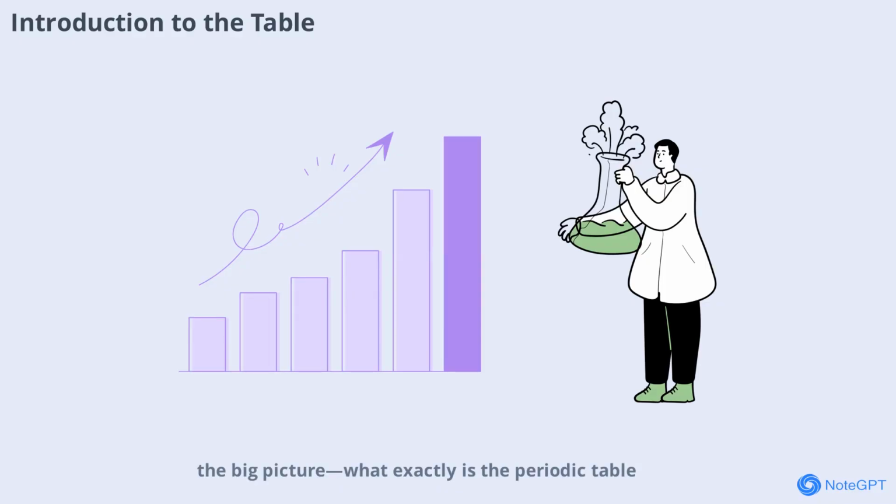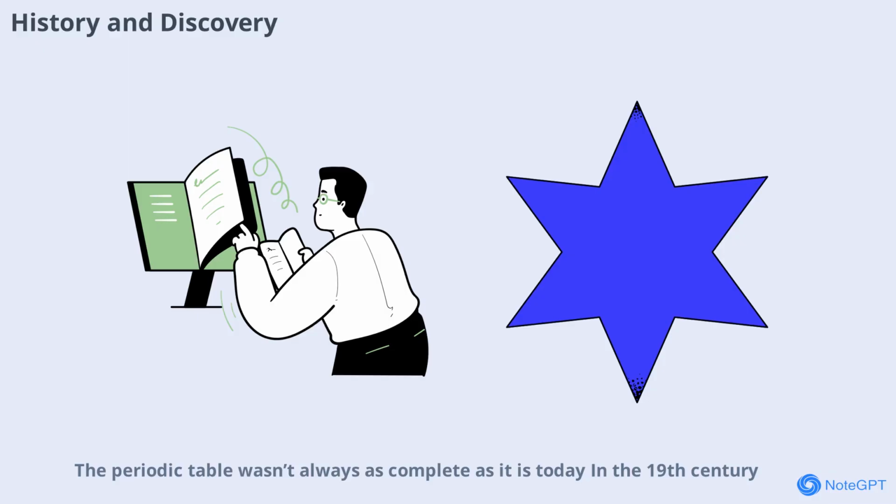What exactly is the periodic table, and how did it come to be the backbone of chemistry? The periodic table wasn't always as complete as it is today. In the 19th century, scientists like Dmitri Mendeleev noticed patterns among the elements and arranged them in a table based on their atomic weights. This clever organization allowed them to predict the existence and properties of elements that hadn't even been discovered yet. Over time, as more elements were found and atomic theory advanced, the table was updated to reflect new knowledge. Today, it's a living document, still growing as new elements are synthesized in labs.